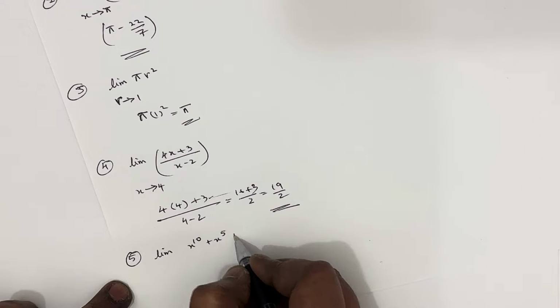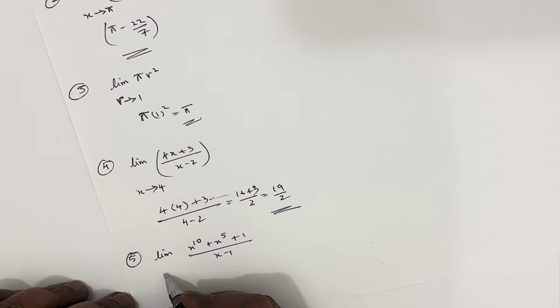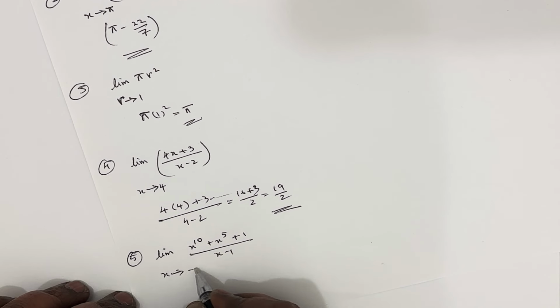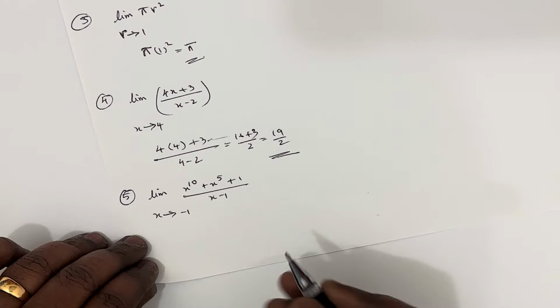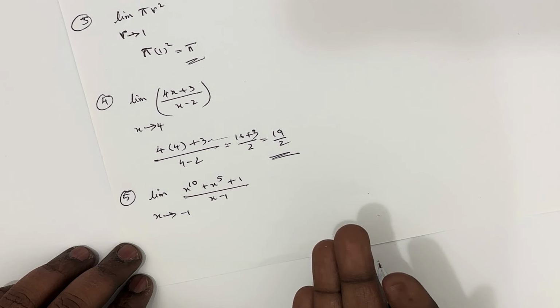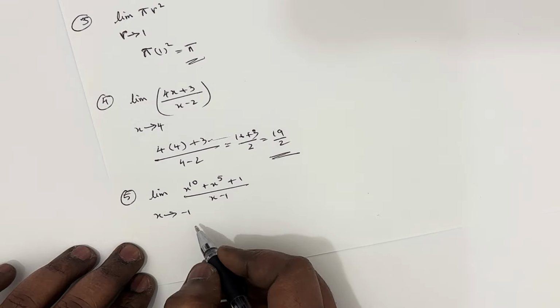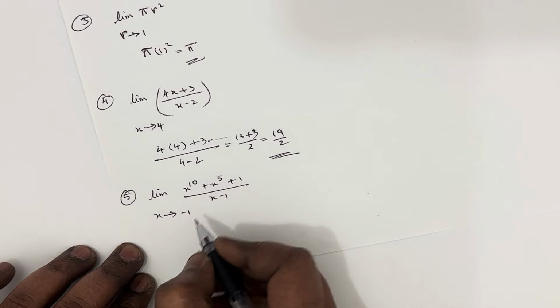Now the fifth question, that is the limit of the function x raised to 10 plus x raised to 5 plus 1 whole divided by x minus 1. Now the limit of this function when x is approaching minus 1. Same thing again, x is approaching minus 1 from both sides, so we can assume it to be minus 1. So we put the value minus 1 and solve it.